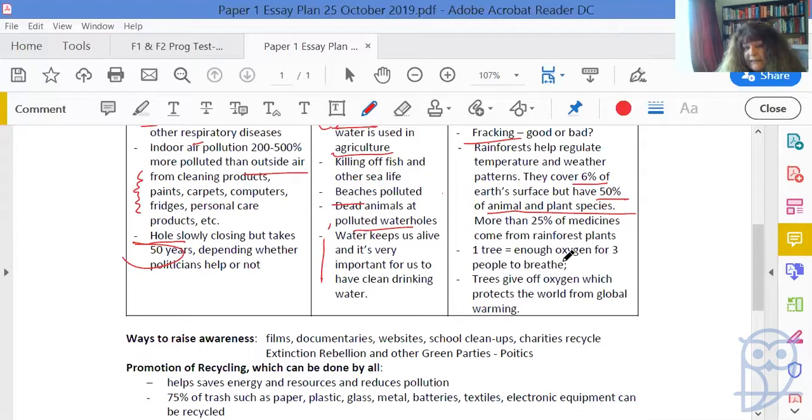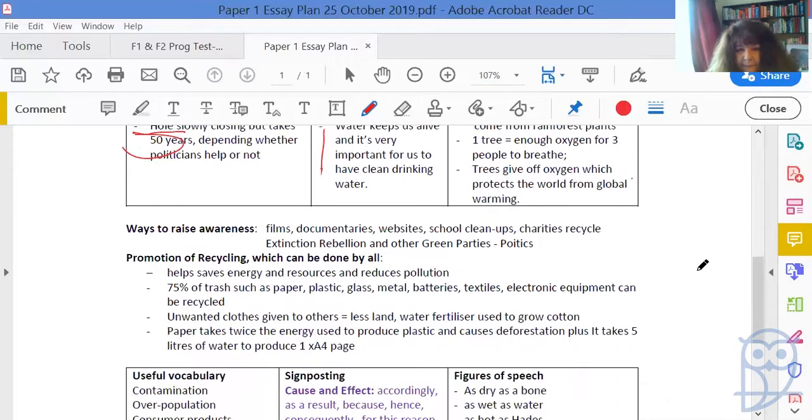One tree provides enough oxygen for 3 people to breathe. Trees give off oxygen, which protects the world from global warming. So the less trees there are, the more trouble we're in.